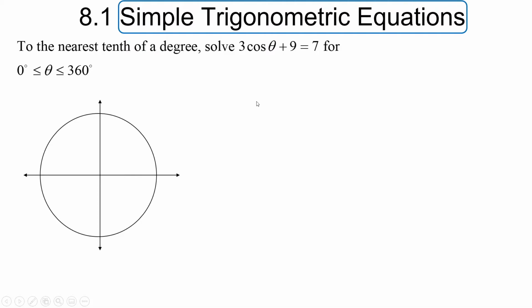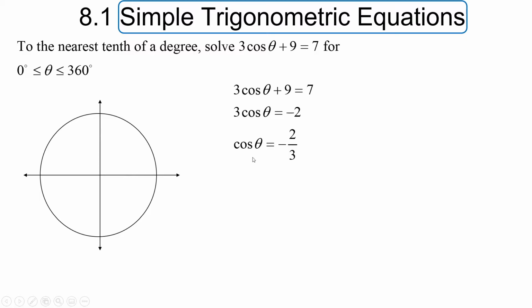Okay, anyway, well, solving simple trigonometric equations, this is nothing more than algebra to begin with. So let's take this trigonometric equation right here, and let's solve first for the trig function. So we need to get rid of the plus 9. So how about we subtract 9 from both sides to get 3 cosine of theta equals 7 minus 9, -2. Now, let's divide by 3. So cosine of theta equals -2/3.